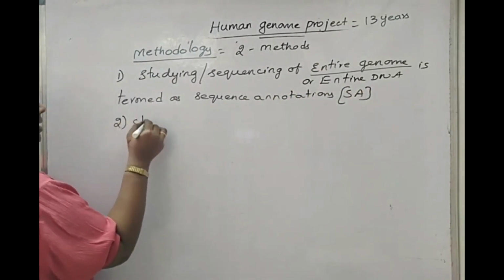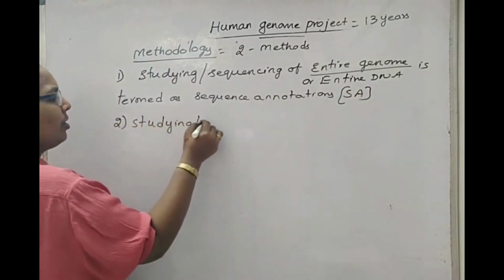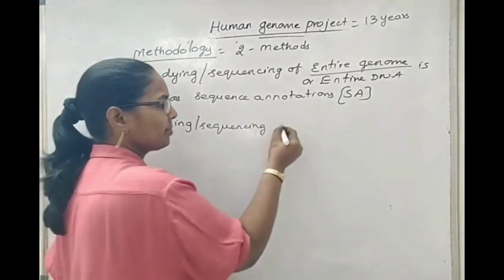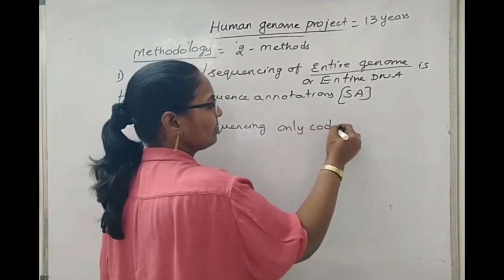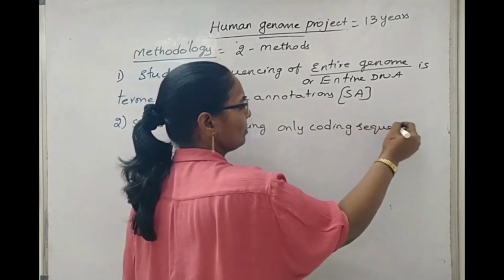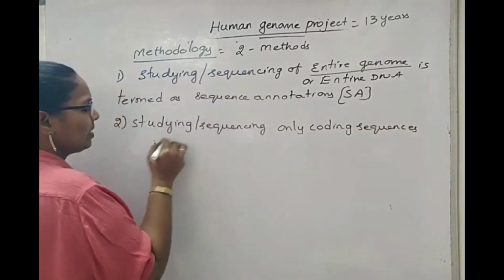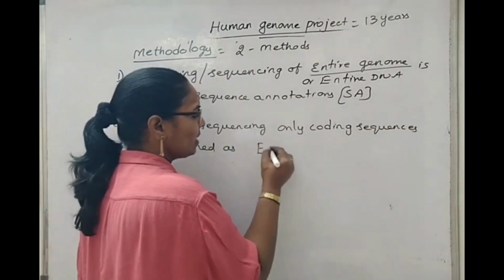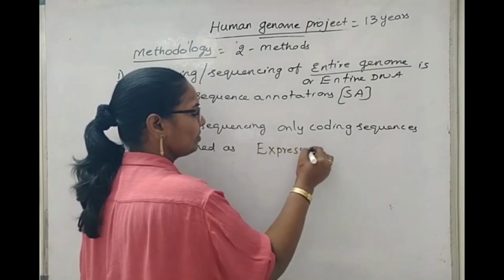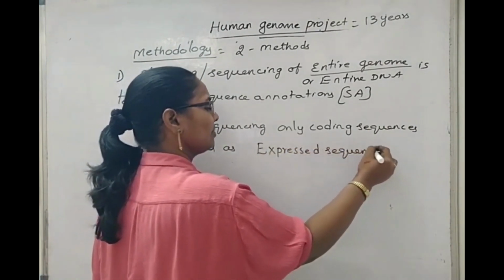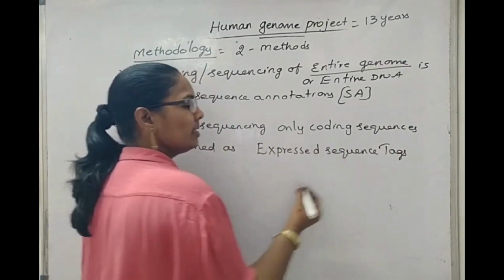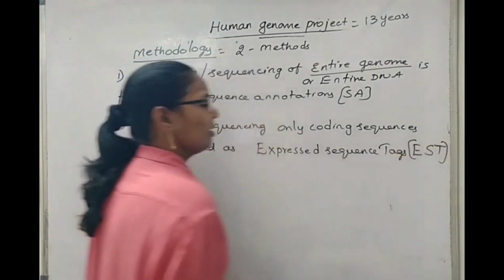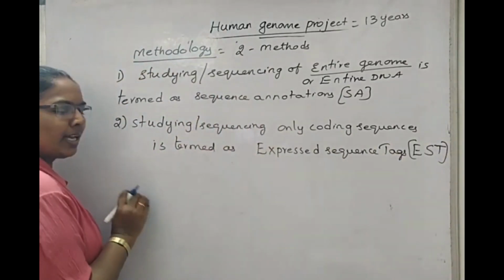The second method is studying or sequencing only coding sequences. This is termed expressed sequence tags. This is written with the shortcut capital E, capital S and capital T. Expressed sequence tags.